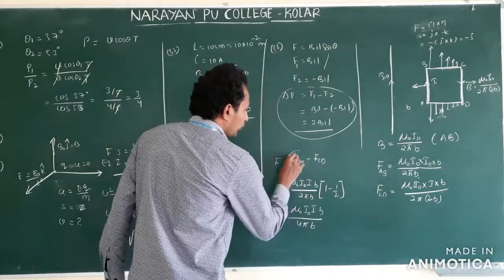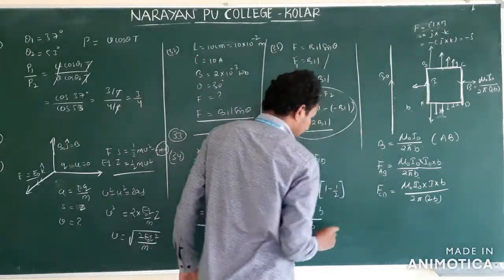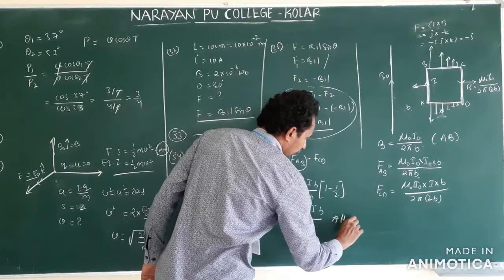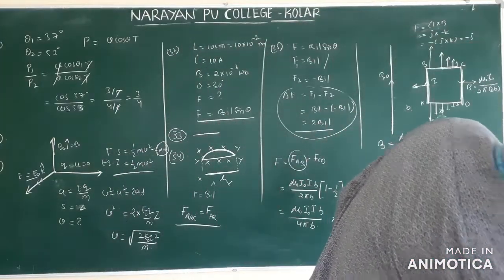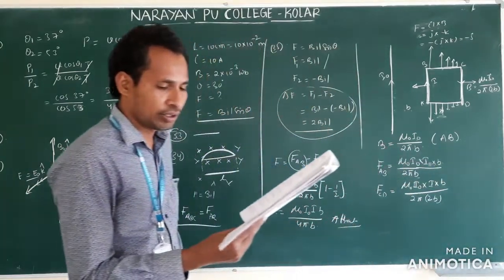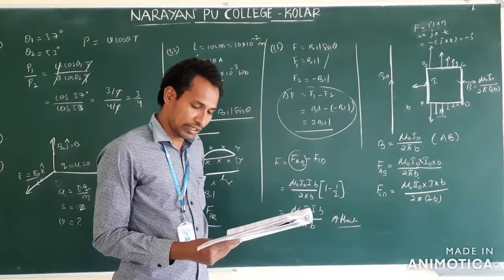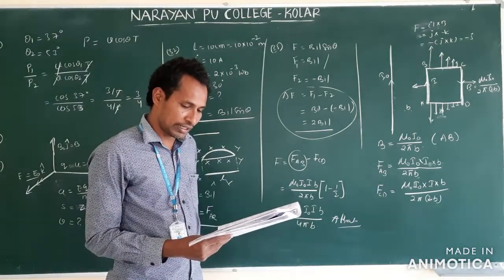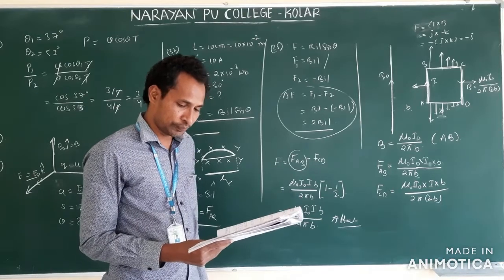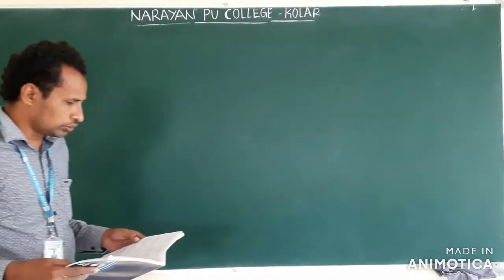Which force is dominating? FAB is dominating, so it attracts towards the conductor. So mu naught I by 2 pi. Actually B also needs to be written here, but they did not write it. So the correct answer is the second one, mu naught I by 4 B, attractive. Clear? Now question 37.